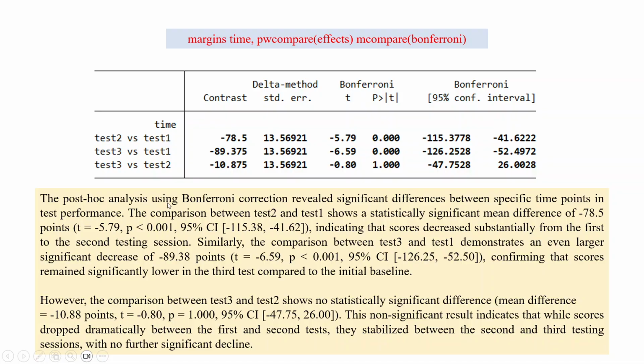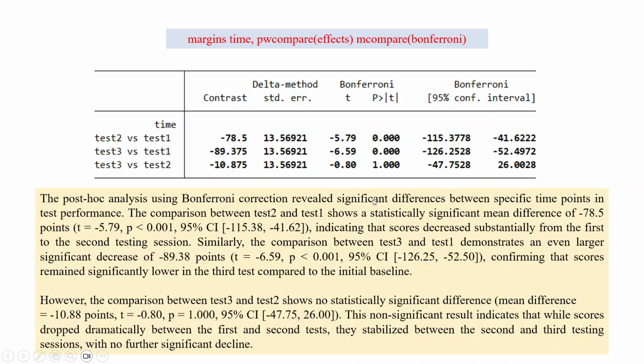The post hoc analysis using Bonferroni correction reveals significant differences between specific time points in the test performance. See the difference here. The difference in test 2 versus test 1 is minus 78.5, p-value less than 0.05, which means it is highly significant. Test 3 versus test 1, minus 89.37, p-value less than 0.05, highly significant. Test 3 versus test 2, minus 10.875, p-value more than 0.05, and it is not significant.